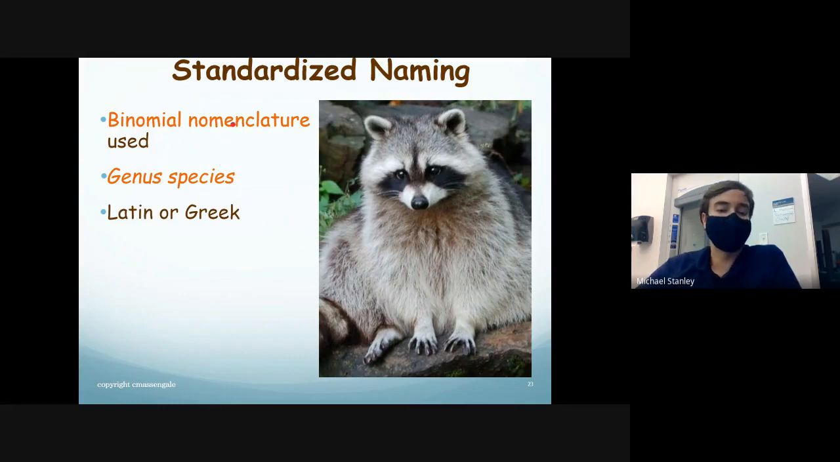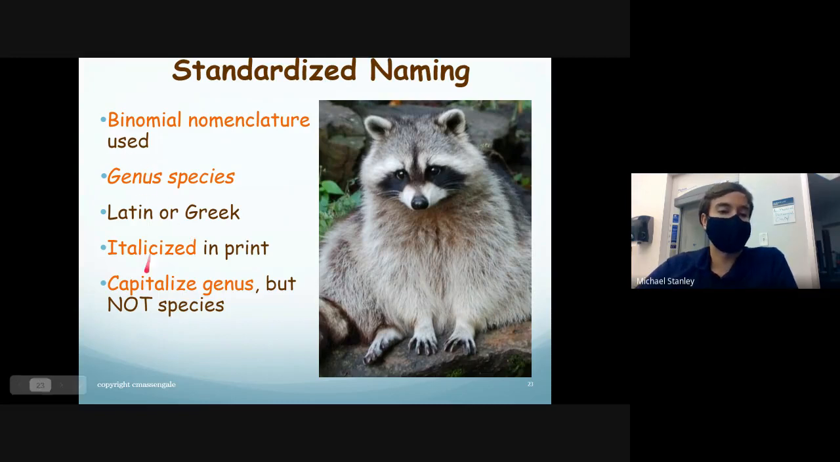For binomial nomenclature, we use two names. The first name refers to the genus of that organism. So genus is kind of like a small group of very, very closely related animals or plants. And then species refers to exactly this animal. Again, they're based on Latin and Greek. Usually when they're written out in print, so like on a paper or on a computer, they are italicized.